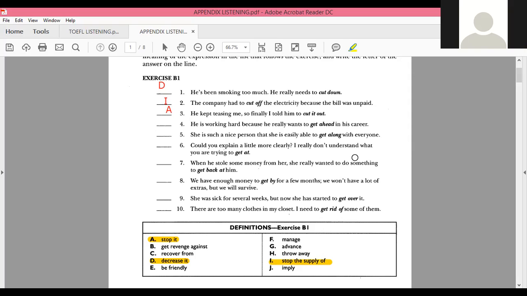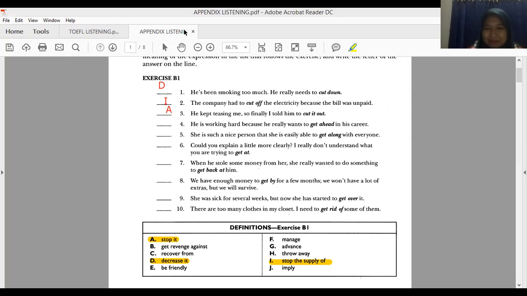Iya, Miss. Mhm. Apa ya? Belum, nih. If we check on the graph, how about doing it now? And you can choose one of the options here. He is working hard because he really wants to get ahead. Selain yang 3 ini, get ahead in his career. Kira-kira yang masuk maknanya untuk kalimat ini. Is it get revenge, balas dendam, recover, be friendly, imply? Get ahead means advance.